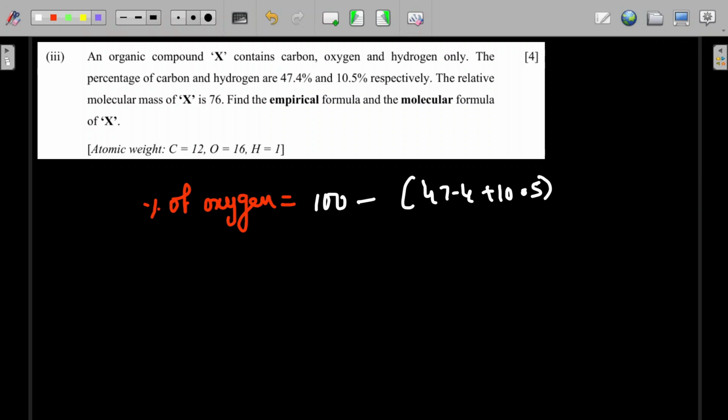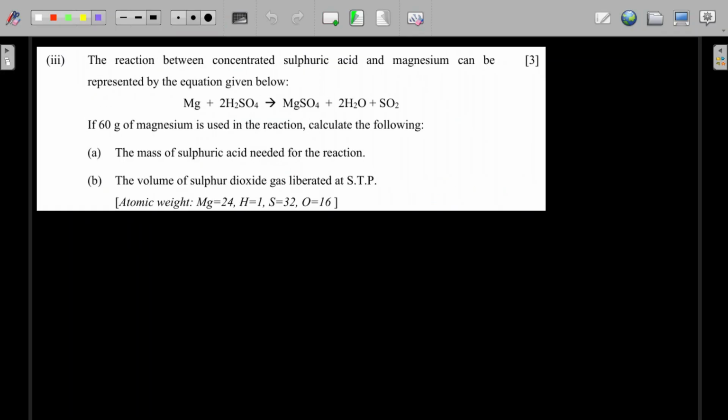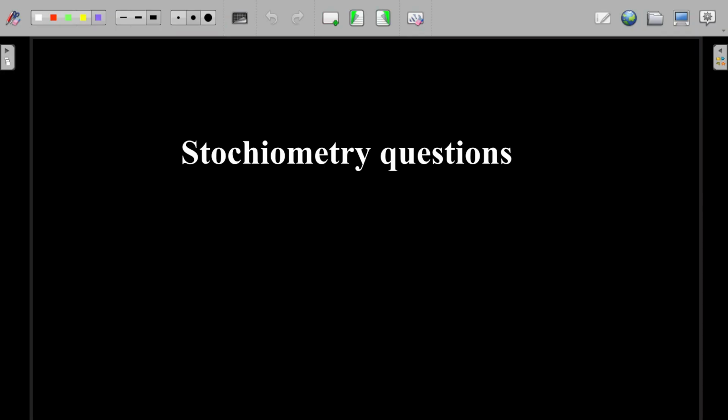No need, no need. And sometimes what they will give you, they will tell that an organic compound X is there, and they will tell only the percentage of oxygen and hydrogen. But it is understood that every organic compound must contain carbon. So that time you have to find the percentage of carbon and then proceed. Don't do it only for oxygen and hydrogen. Okay, stoichiometry questions, a couple of 2 3 are there. We will take these.